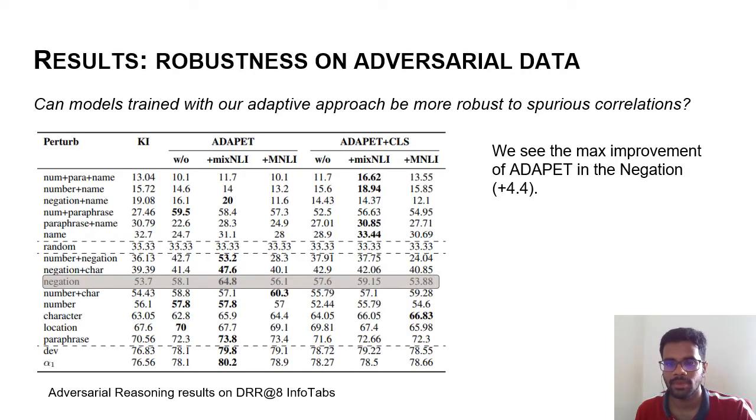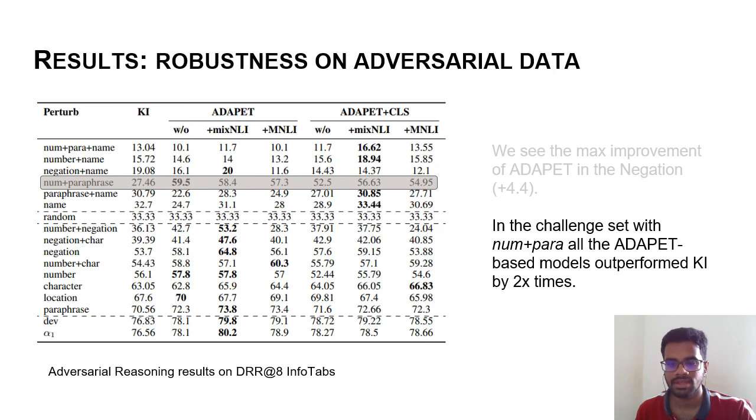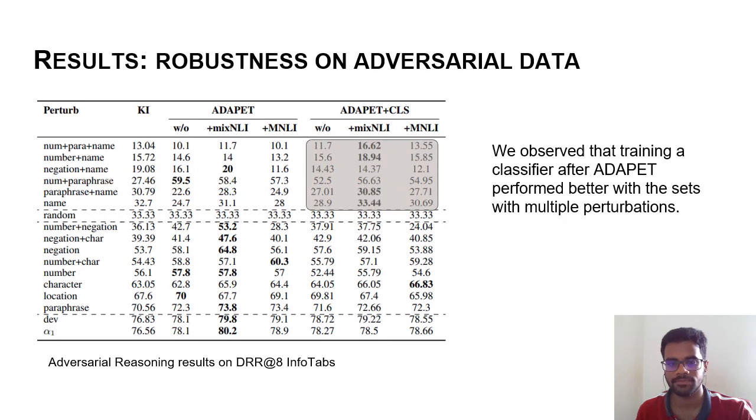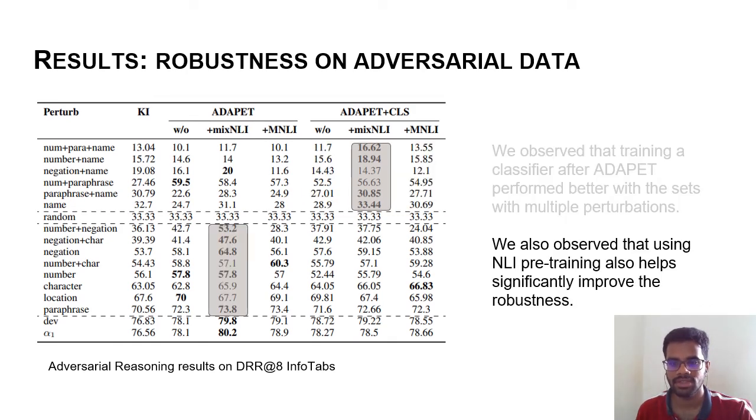We see a maximum improvement of adapted in the test set negation, which has the counterfactual statement. And in the challenge test set with multiple perturbations, numbers, then paraphrase hypothesis, adapted-based models outperform knowledge input apps by 2 times. We observed that training a classifier after adapted performs better when compared to the other models on the test sets with multiple perturbations. We also observed that using NLI pre-training also helps to significantly improve the robustness.